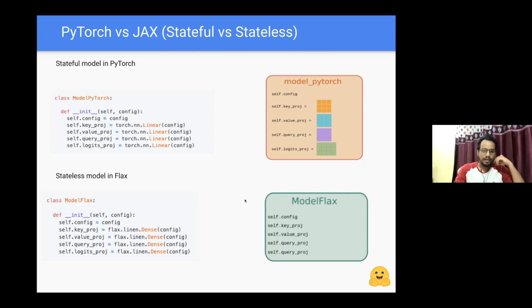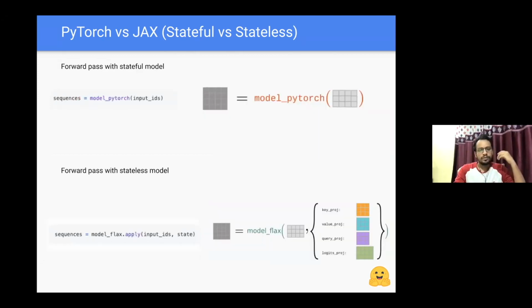All right. Now, when you do a forward pass with a stateful model, it usually looks like this. Your model already contains the parameters, and you just need to pass the inputs, which are here called input IDs. So the model takes the input, it has the weights, and it does the forward pass and returns you the output. Whereas in Flax, as the model does not contain any weights, it does not maintain any state, you need to pass it the inputs as well as the state. Which you can see here, the apply method receives the input IDs and the state.